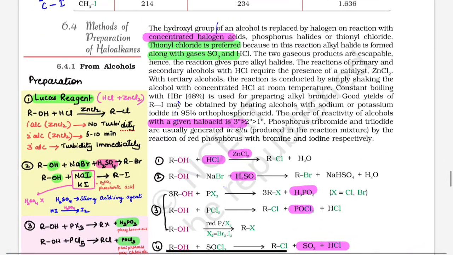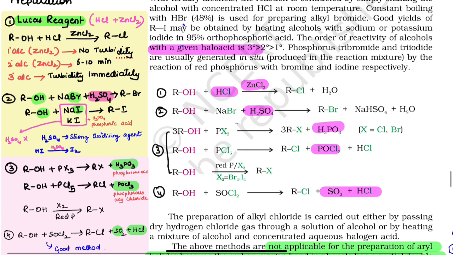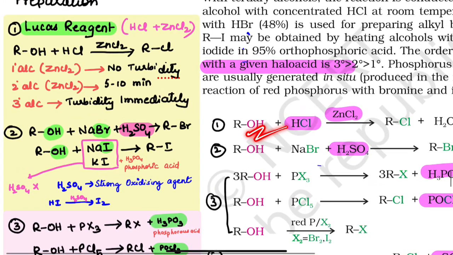Next we will go for methods of preparation of haloalkanes. This is very important, students. From here every year at least one question is asked. So how we are going to learn this is, the first two reactions I have written here in detail. We will see this. First we will see the first reaction, that is called Lucas reagent.